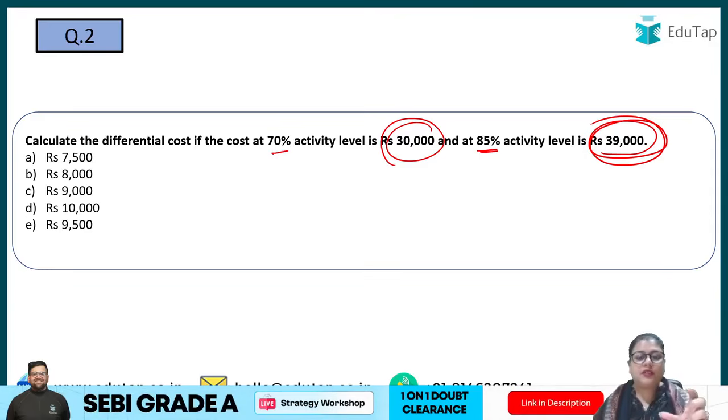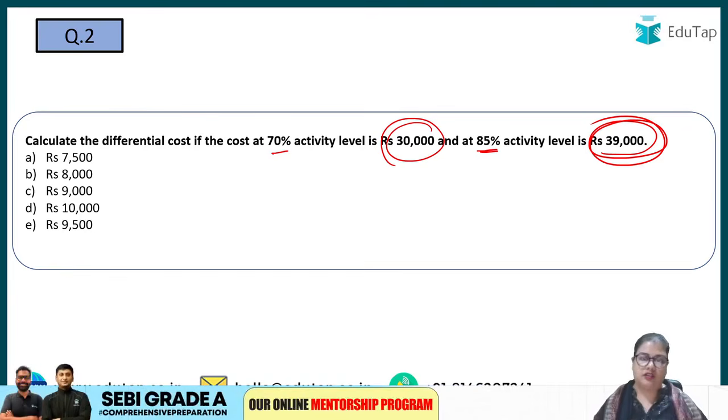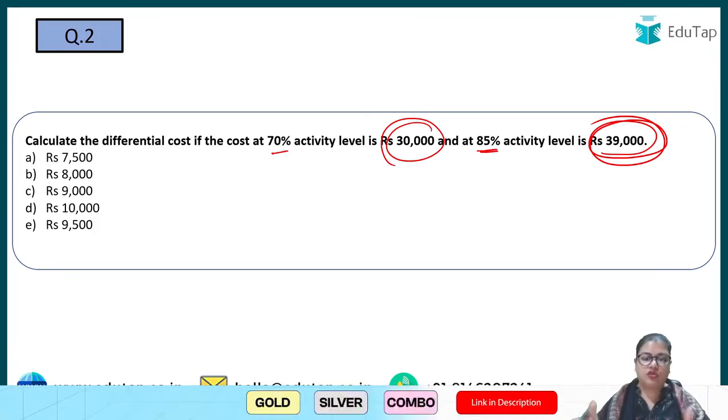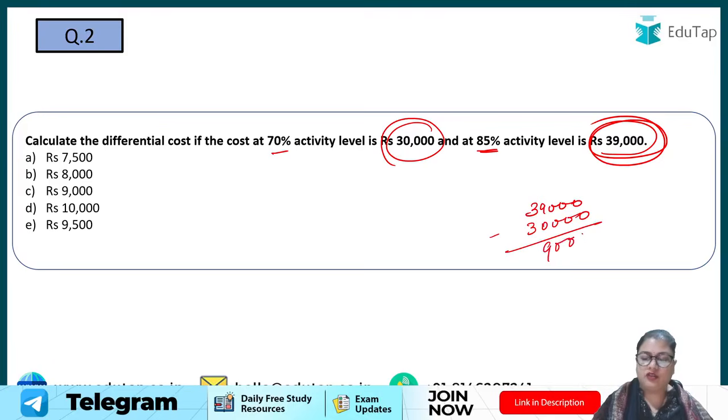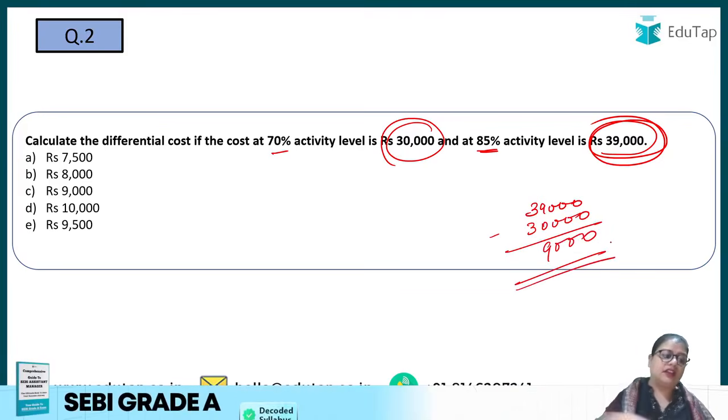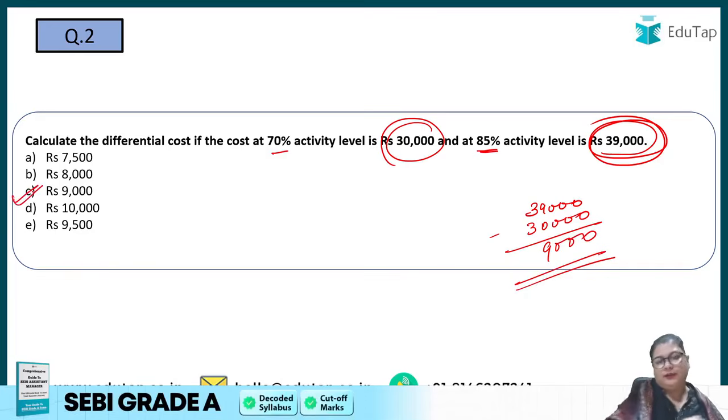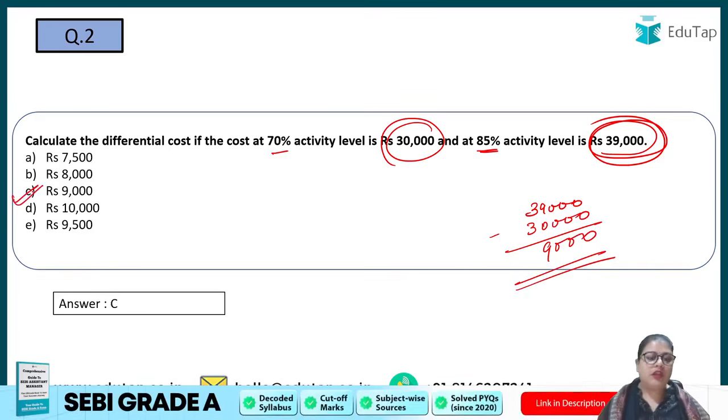That is the difference between two activity levels. It is such a simple question. Just at two different activity levels, two alternative activity levels, we have to find out the difference between the two costs. That is 39,000 minus 30,000. What is the difference? 9,000. So 9,000 is the difference and makes it the correct answer. That is option number C. Okay, easy again. Okay, moving on to the question number 3.